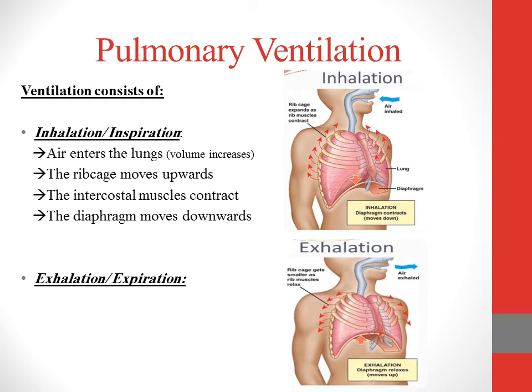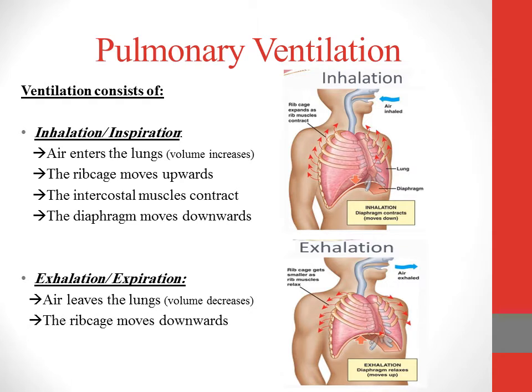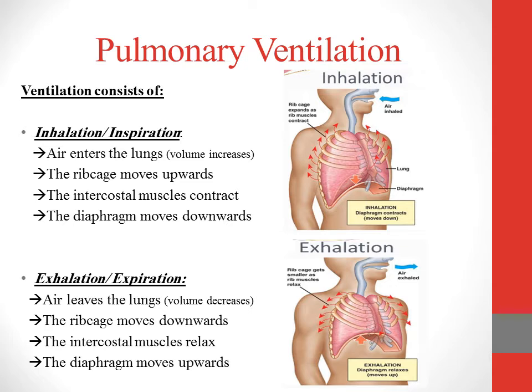What happens during exhalation? During exhalation, air leaves the lungs, so the volume of the lungs decreases. The rib cage moves downward, so the intercostal muscles will relax, and the diaphragm moves upward. So again, the air is exhaled, the volume is decreased at the level of the lungs, the rib cage is moved downwards, the intercostal muscles between the ribs are relaxed, and the diaphragm also relaxes and is folded upwards.